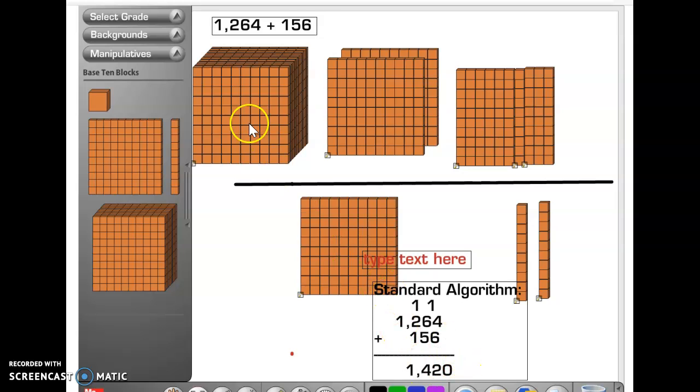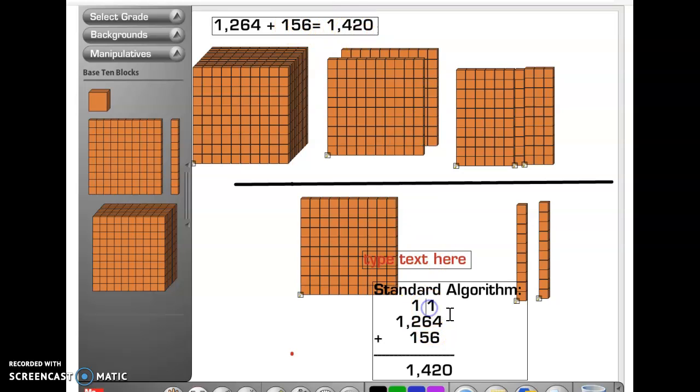So now I see that 1,264 plus 156 equals, I have 1,000 here, 1, 2, 3, 4 hundreds, 2 tens, which is 20, and I have 0 ones. I'm going to put a 0 there for the placeholder. So I see that the sum of my base 10 blocks of 1,264 plus 156 equals 1,420.